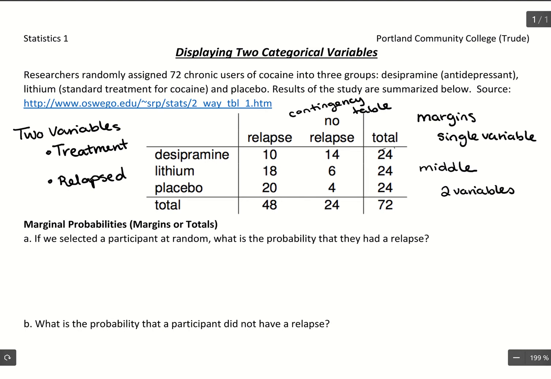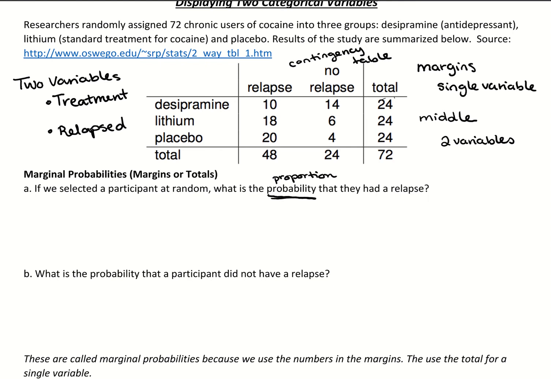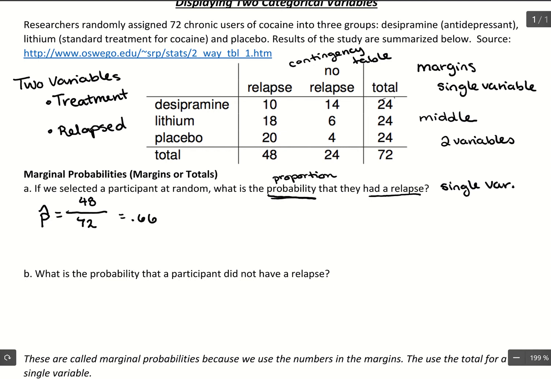So what we can do with this information is calculate proportions. Proportions can sometimes be called probabilities as well, but it's basically the same act of making a fraction and in the numerator putting what fits the group and in the denominator dividing out the whole group. So if we selected a participant at random, what is the probability that they had a relapse? All our information is about if they relapsed or not, so this is in terms of a single variable. That tells us that we want to look at the margins. For our proportion, in the numerator we want the number of people that relapsed, which is 48, out of all of the participants, so out of 72, which is 0.6667. So 66.67% of the participants relapsed.